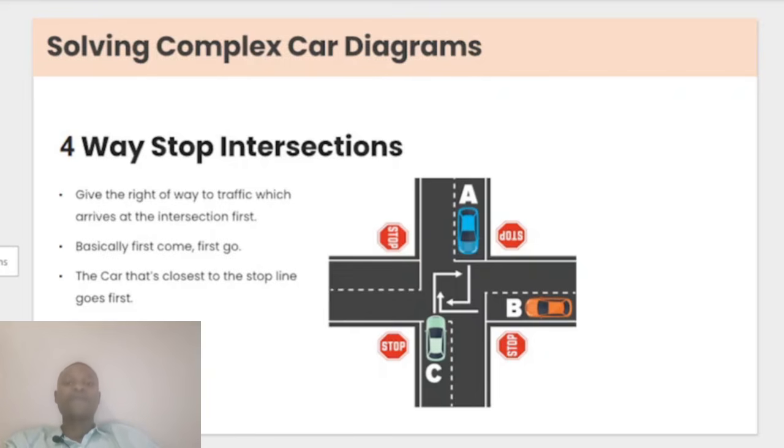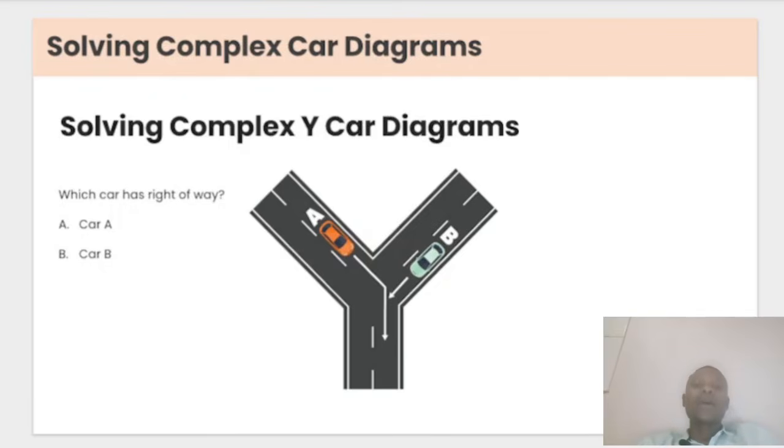If you have any question, just make sure that you refer back to your notes. That statement should help you a lot. This one, give the right of way to traffic which arrives at the intersection first. Now I want us to look at solving Y-car diagram.